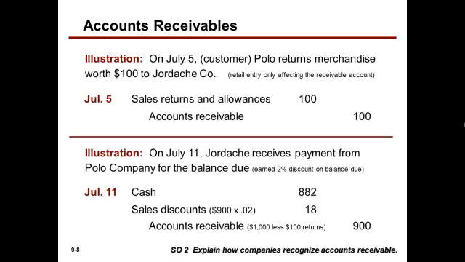We do relieve the full receivable balance since that was the terms of the sale. They earn the discount, and therefore the full $900 remaining is extinguished in this transaction on the 11th.